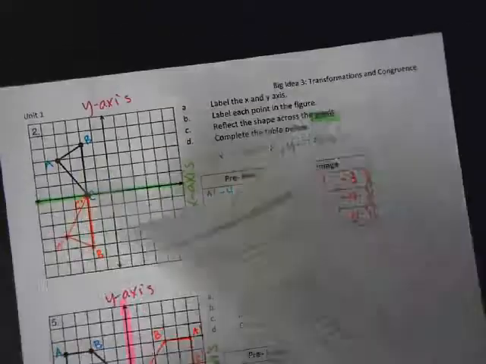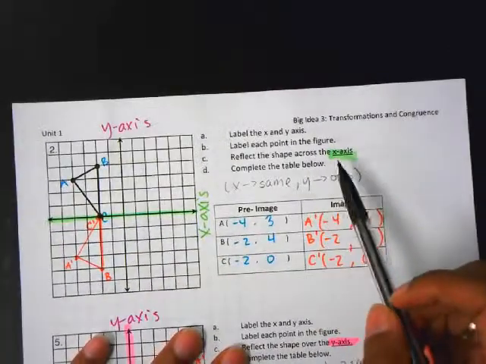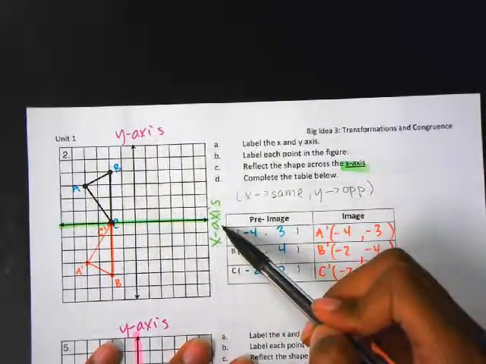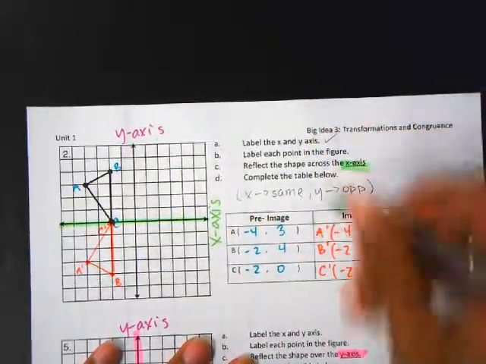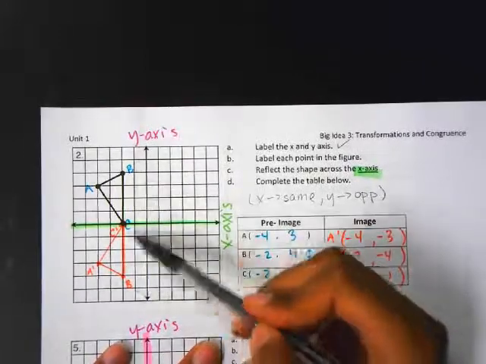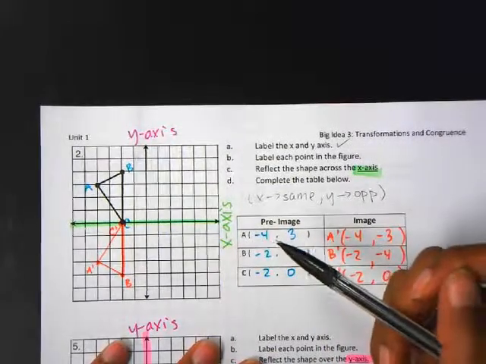Okay. Number 2. You were asked again to reflect the image over the x-axis. So first thing was to label the x and y axis, which I did right there. Make sure you do that. Next was to label each point as A, B, C, which I did here. Again, the order that you choose to label it doesn't matter. Just make sure that your picture looks like mine.